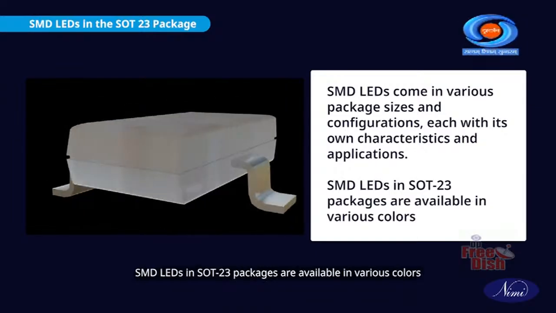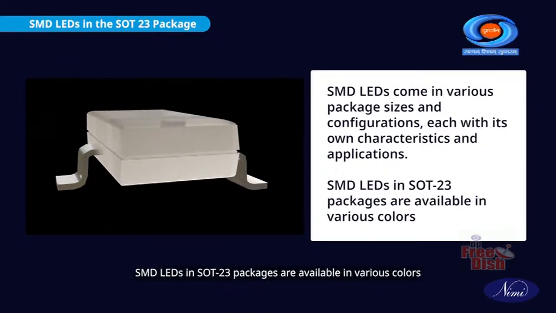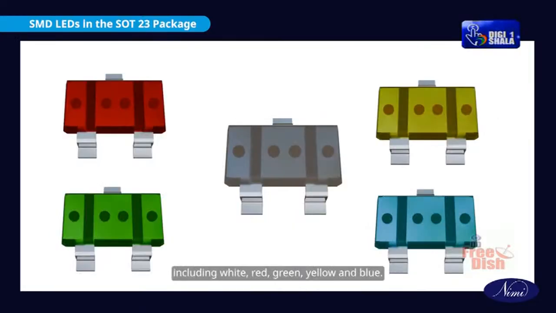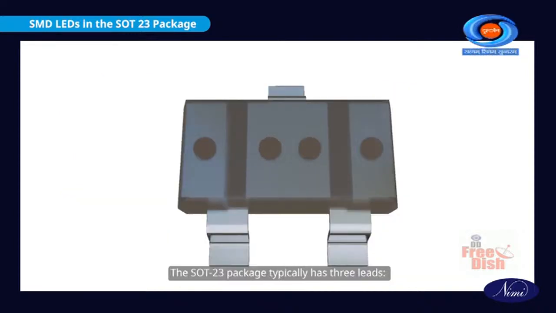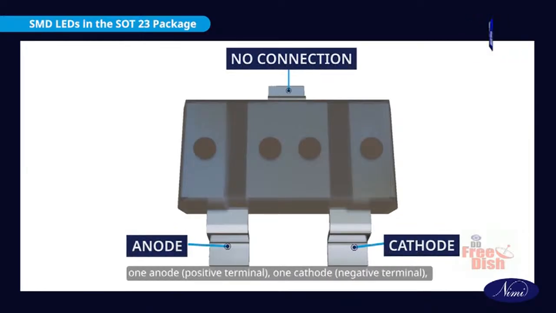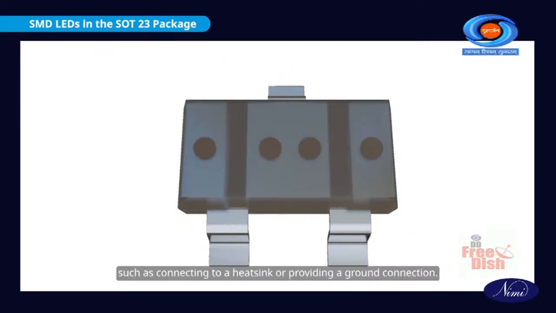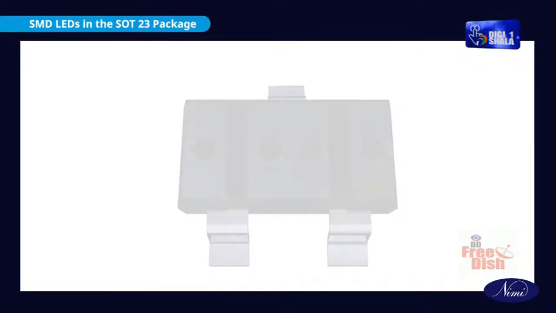SMD LEDs in SOT23 packages are available in various colors including white, red, green, yellow and blue. The SOT23 package typically has 3 leads: one anode, positive terminal, one cathode, negative terminal, and one additional lead for other purposes such as connecting to a heat sink or providing a ground connection.